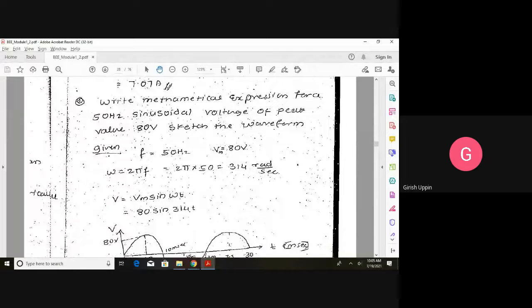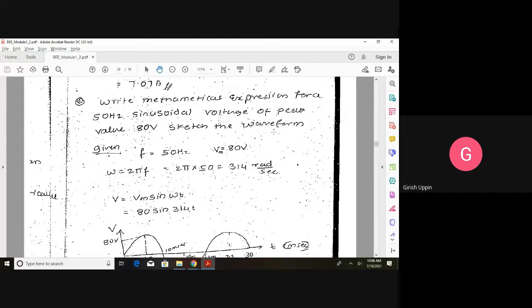Write the mathematical expression for a 50 hertz sinusoidal voltage of peak value 80 volts. Sketch the waveform. They have given a peak value Vm. So the mathematical expression for an alternating quantity, whether it is a voltage or current, is in the form of lowercase v is equal to Vm sin omega t for voltage, and for current, lowercase i is equal to Im sin omega t. They have given the frequency. Why do we need this frequency? So that we can draw the waveform.